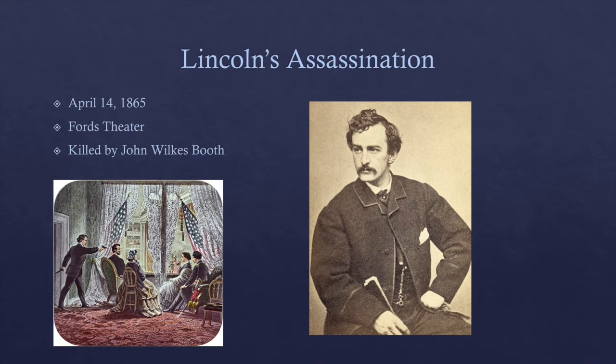Sadly, shortly after the establishment of the Freedmen's Bureau and the surrender of General Lee to General Grant at Appomattox Courthouse, President Lincoln was killed. John Wilkes Booth, a Southern sympathizer and well-known actor, killed Lincoln at Ford's Theater, setting into motion a series of events that would radically shape politics in the United States going forward.